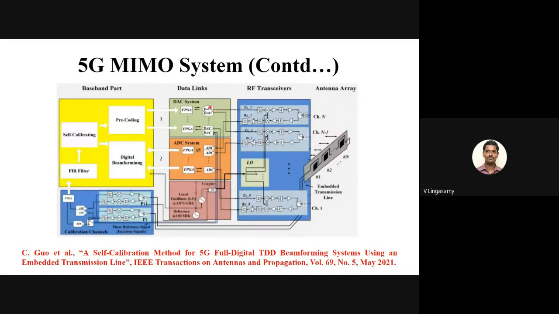So I have to amplify whatever DAC output I'm getting, for which I need to use amplifiers, along with filters. We should not amplify the signal which is unwanted.